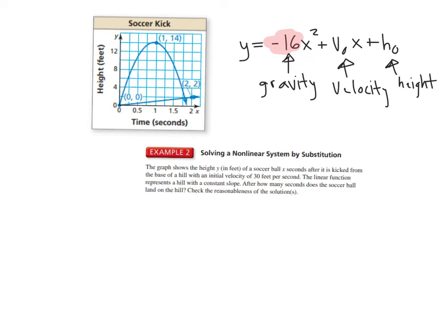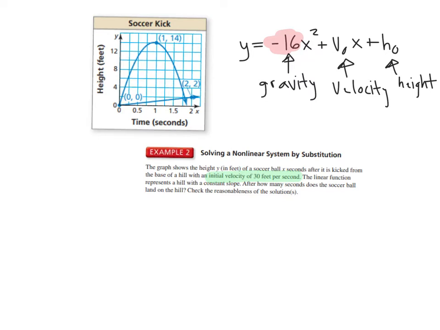Looking at this problem, you are given the initial velocity. It says it right here, the initial velocity is 30 feet per second. The units themselves are always important, but in terms of solving, not as much. But definitely always make sure you know units are important, because without units, math would be pointless, right?